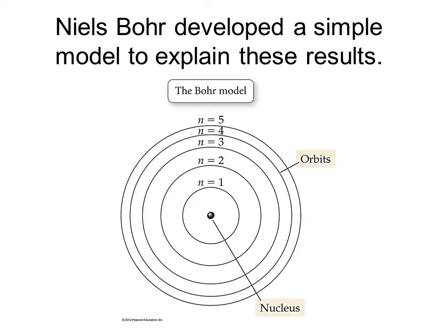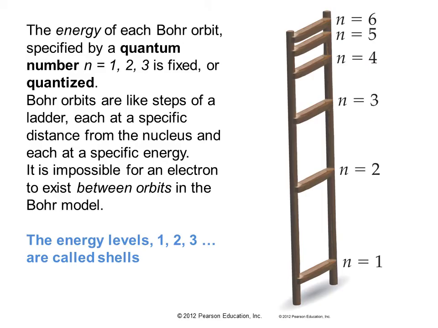Niels Bohr developed a simple model to explain why hydrogen emits only line spectra. The model he created was an atom with the nucleus here and with orbits in which the electrons reside around the nucleus. The energy of each of these orbits was specified by a quantum number, 1, 2, 3, and these energy levels are somewhat like the steps in a ladder, each at a specific distance from the nucleus. The further out you go, the less separation.